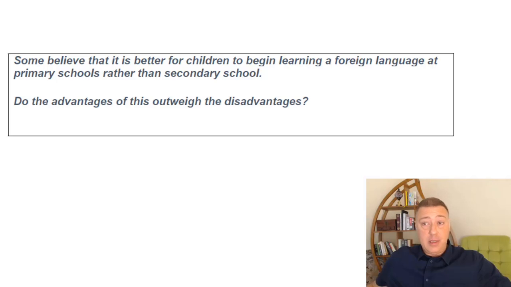So again, this is a question that requires your opinion explicitly, and you're essentially being asked, which one of these situations is more advantageous than the other? Again, you're going to talk about both advantages and disadvantages of the particular situation, but your opinion needs to be included as to whether the situation is more advantageous or more disadvantageous. That particular situation, in this case, is beginning to learn a foreign language at primary school.